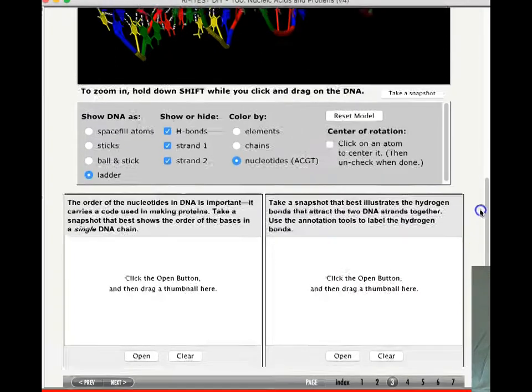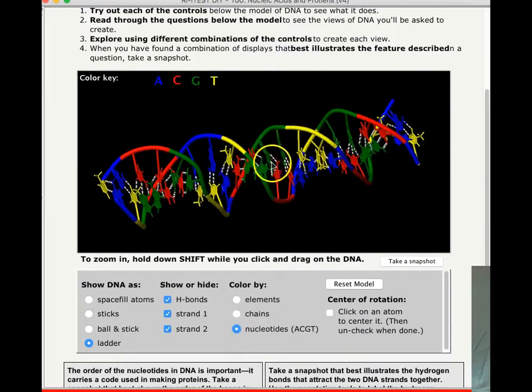You can just take a screenshot of my model here showing all these lovely hydrogen bonds for number 3, or you can just describe it if you can't take a screenshot.